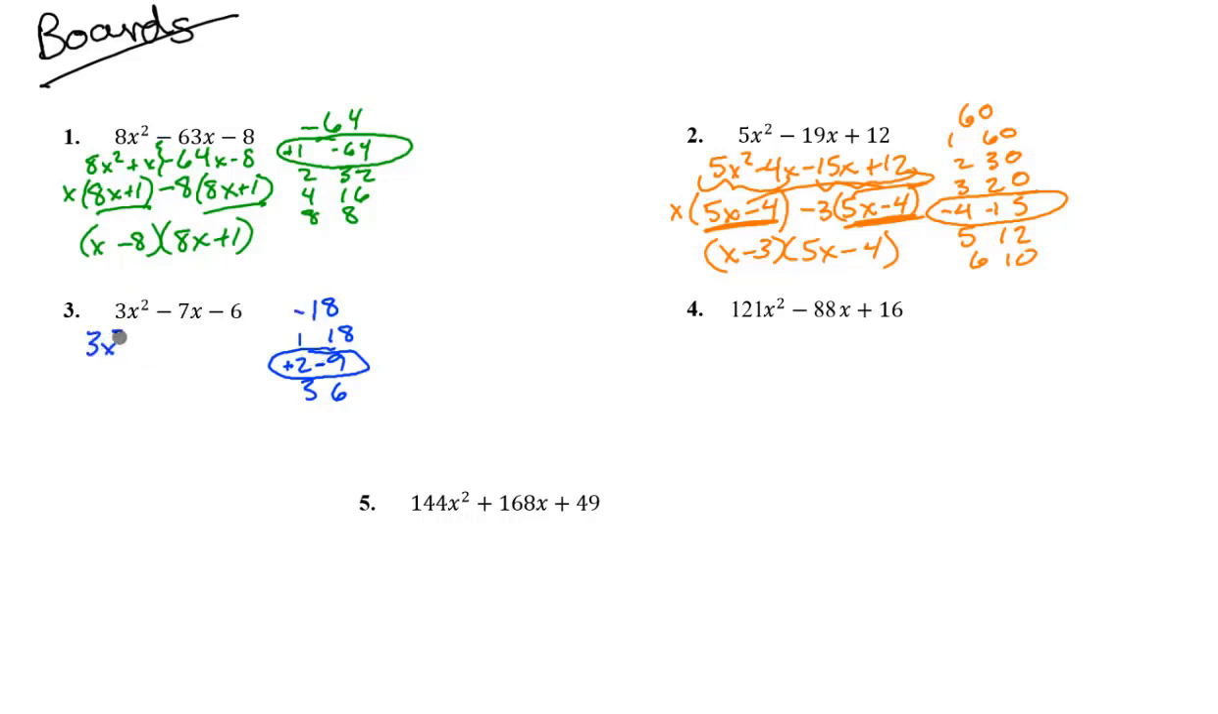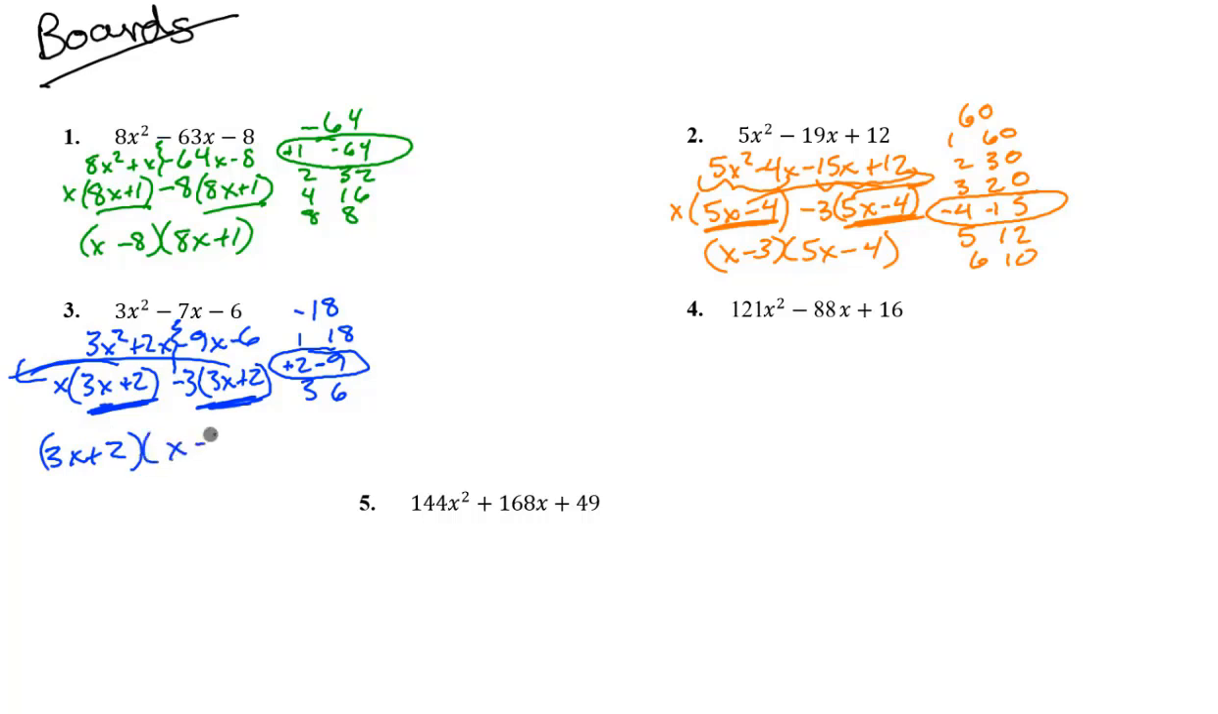Indeed. So we got 3x squared plus 2x minus 9x minus 6. We now have 4 terms. Chainsaw. Take the x out. We've got a 3x plus 2. And here, take the negative 3 out. 9 and a 6 is a 3. We get 3x plus 2. Indeed. 3x plus 2. Same in both places. Let's take it out front. And we get 3x plus 2 times x minus 3. Excellent. All right, number 4.